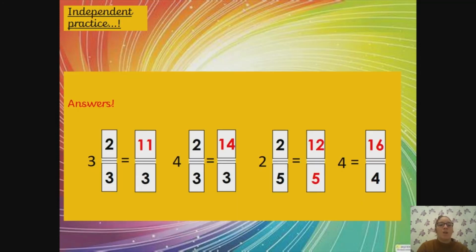Okay, and here are your answers for your independent practice. Okay, so the first one is 11 over 3, or 11 divided by 3. Making sure you're writing it as an improper fraction though. 14 over 3, 12 over 5, 16 over 4, and hopefully you have drawn some beautiful bar models, with your rulers, and that you can send me so I can have a look and check.